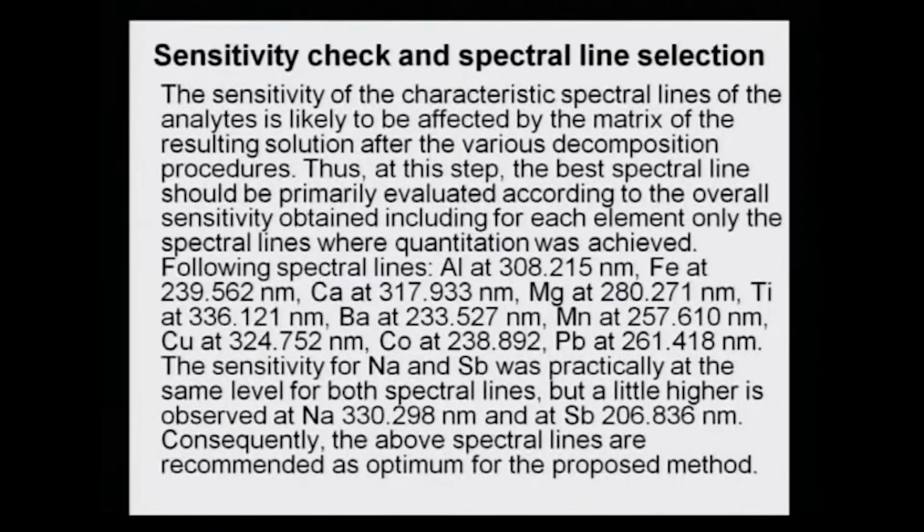Sensitivity check and spectral line selection. I have been talking about spectral line selection when we were discussing ICP. I said that if two elements have close spectral lines, it will not be possible to determine whether a line belongs to element A or to element B. In such a case, the line for element A is chosen as it is, and for element B, another spectral line away from it should be chosen, so that there are no spectral line interferences.